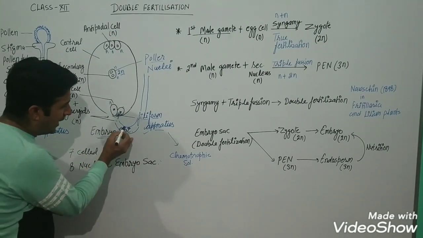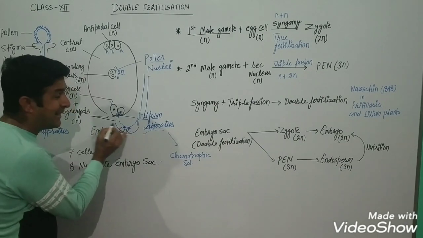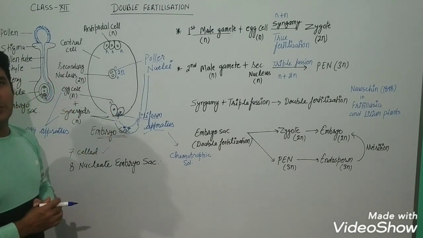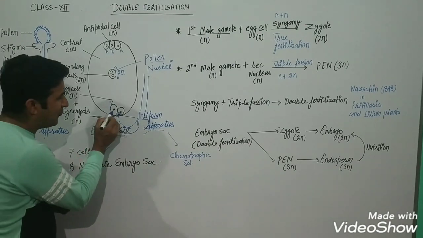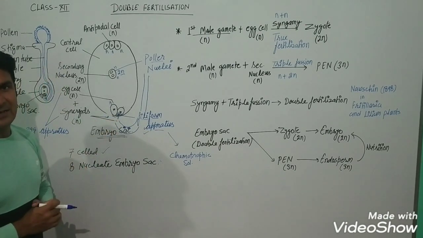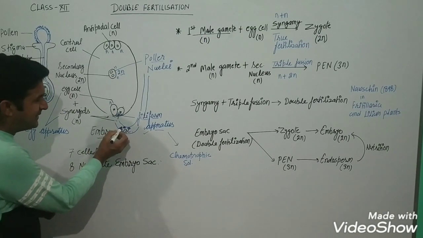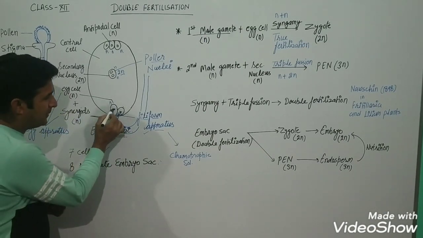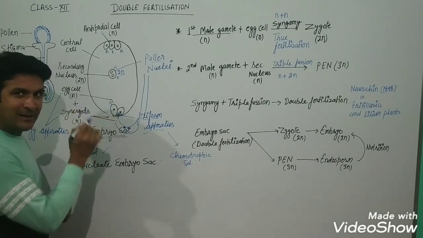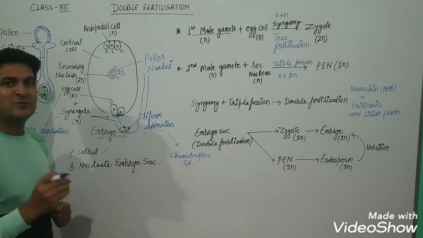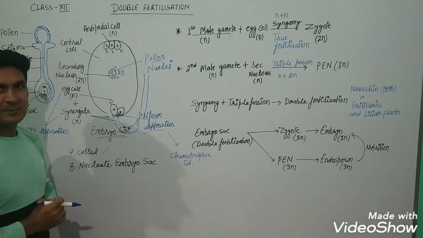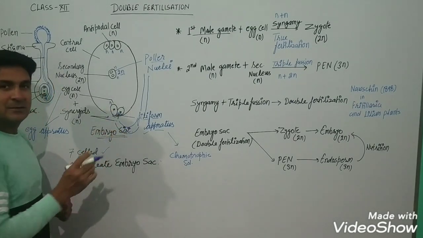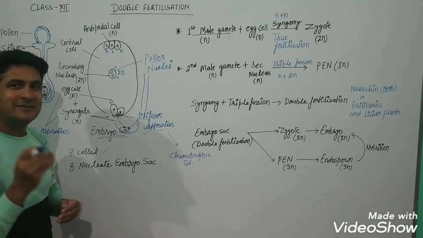Okay, and after that the first male gamete will get entry inside the embryo sac and will meet with the egg cell there. The mating of the first male gamete with the female gamete, which is called the egg, is called syngamy. After that it fertilizes and synthesizes the zygote.